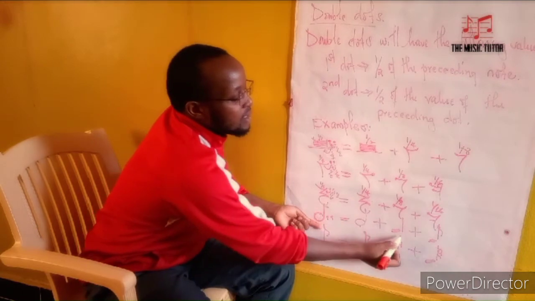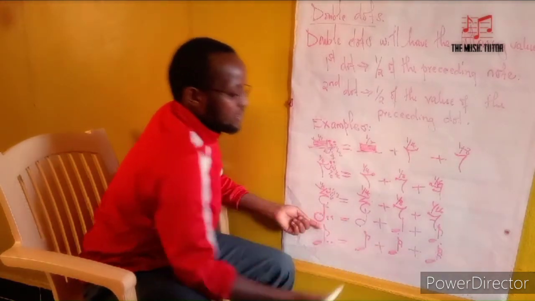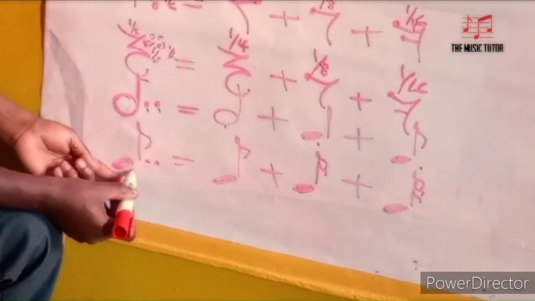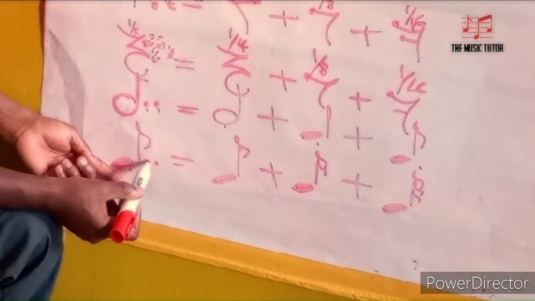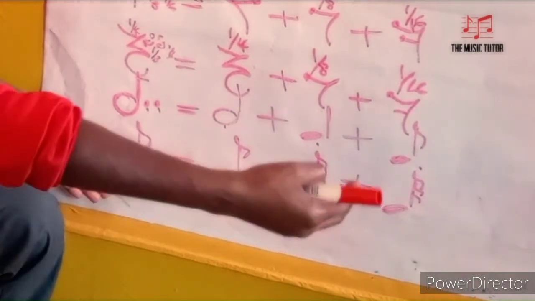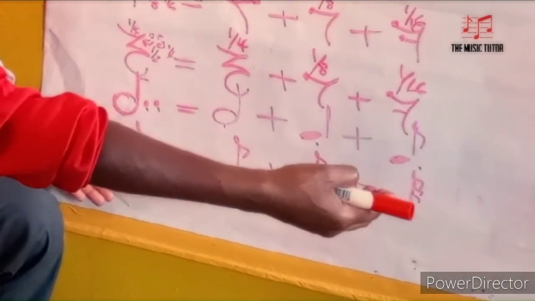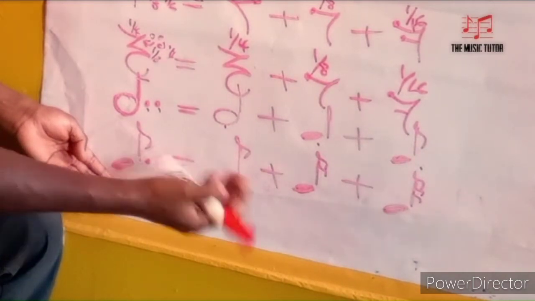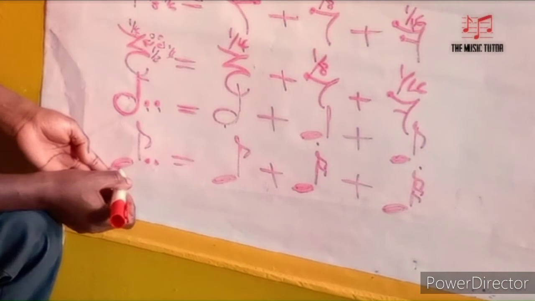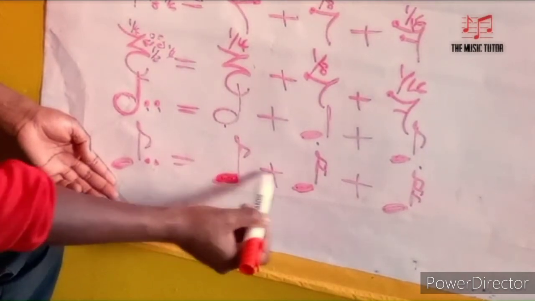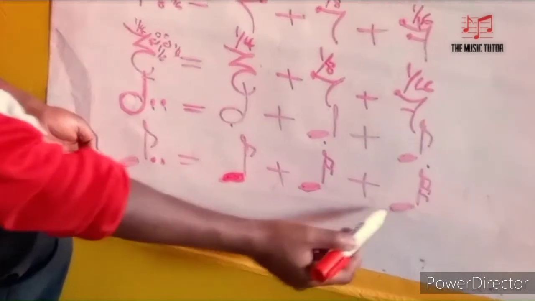Whole meaning, crochet, and quaver. That's the value. Let us look at this other example. This is a crochet, double dotted crochet. This crochet will be longer than a crochet, longer than a quaver, which will be a quaver plus a semi-quaver plus a semi-demi-quaver.